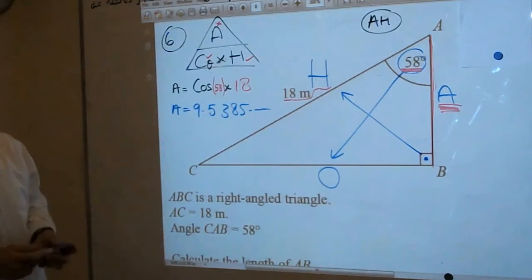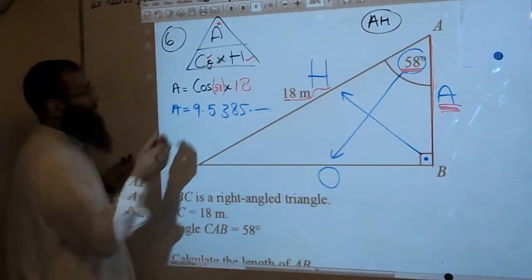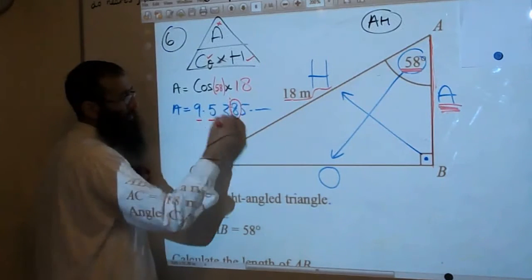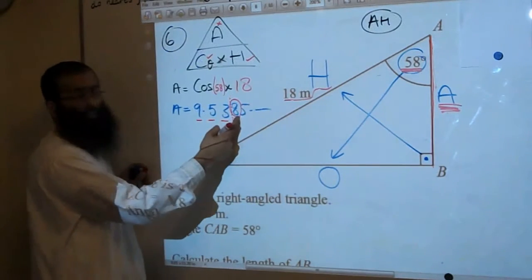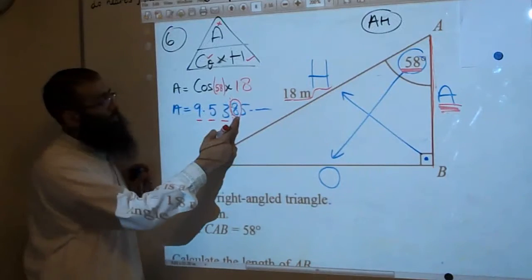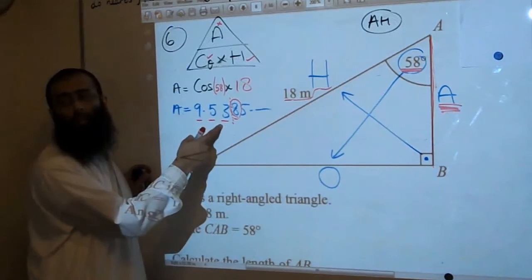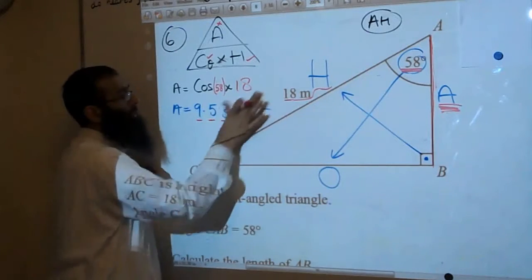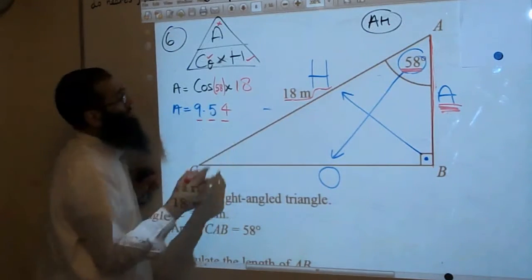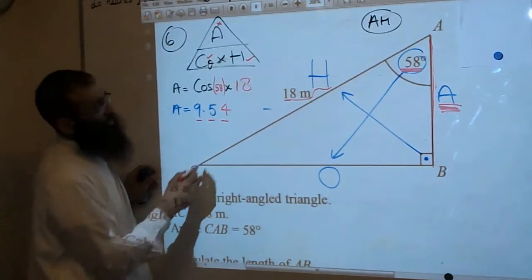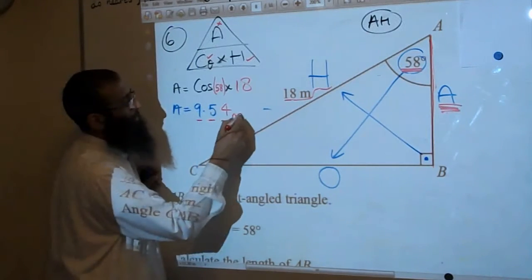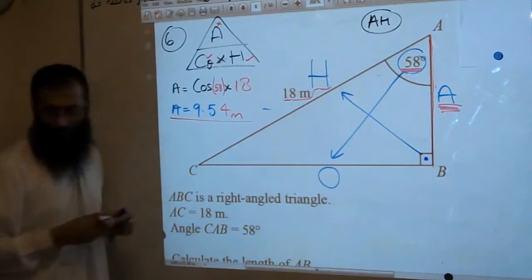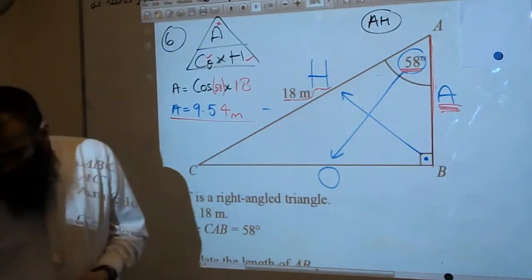And the question asks us for 3 significant figures. So, one, two, and three. The last digit decides: this number is 5 or more, so that 3 becomes a 4. We add 1 onto it. So I'm just going to get rid of it and change it. So the A value is equal to 9.54, what is it, meters? Yeah. Done. Okay. That's the end of that question.